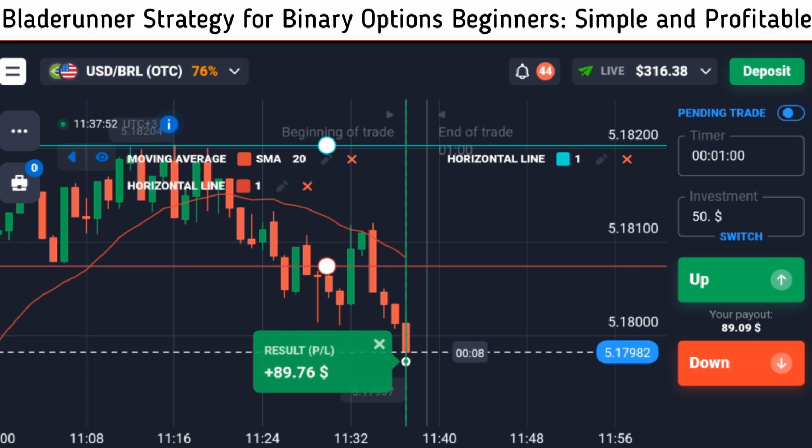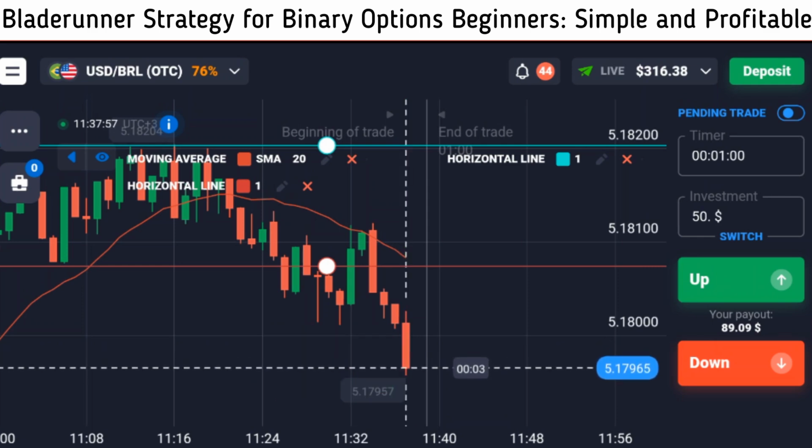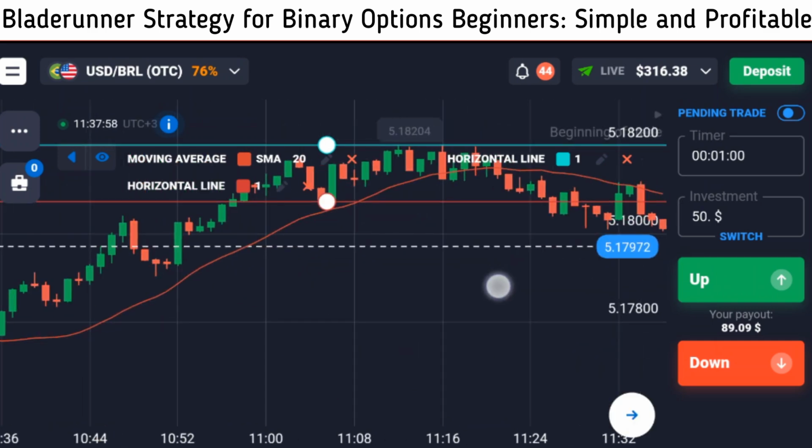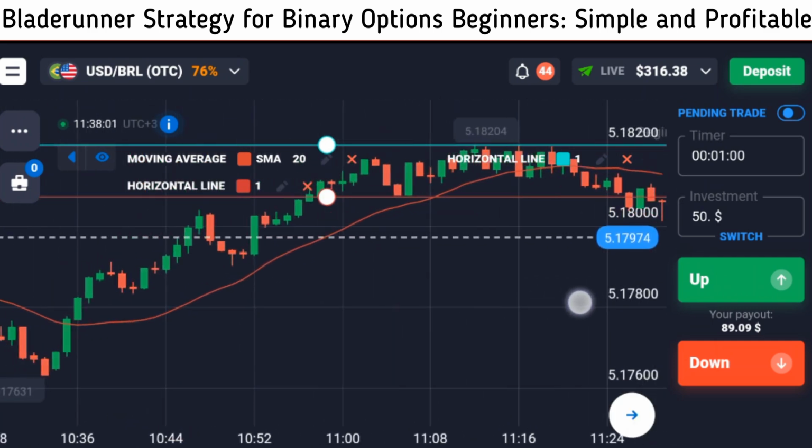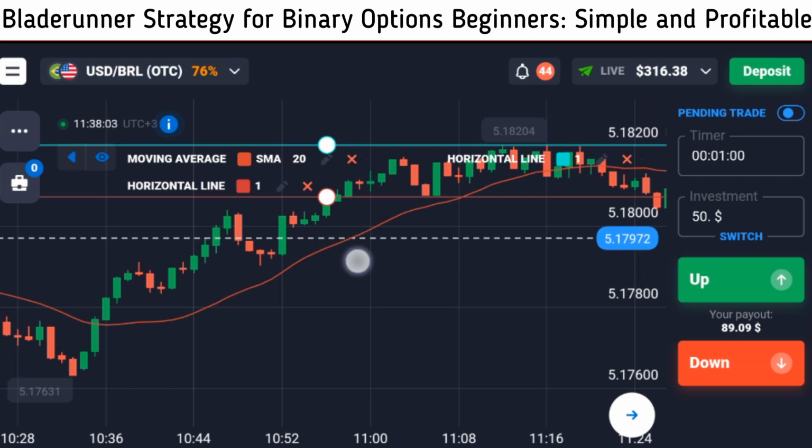It has also closed in profits, and just like that, we've made $116 from that strategy. The strategy is very simple. You only need to add EMA 20 to the chart and follow all the principles that we've talked about.